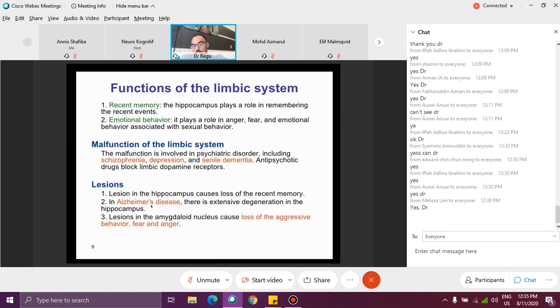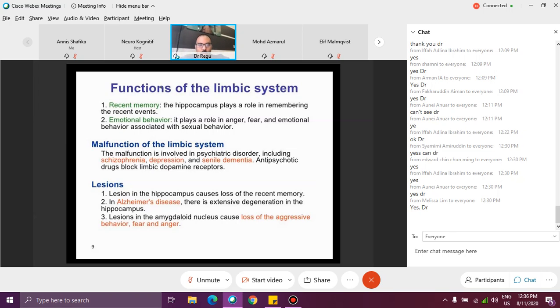For example, in conditions like Alzheimer's disease, there's extensive degeneration of the frontal and temporal lobe and the hippocampus. So there's a lot of memory loss, and they also lose the emotional response to conditions, right? If the problem is more ventral in your amygdala, then they don't become aggressive. They completely lose interest. But sometimes they can also lose fear. They become fearless.